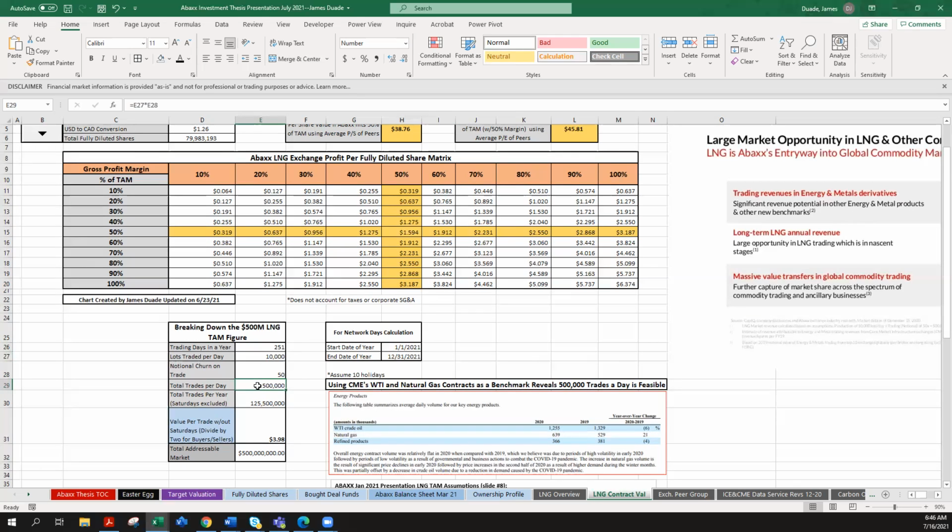So if we look at those 500,000 trades per day, and multiply that by the total trading days in a year, which would be the network days in a single year minus 10 holidays, you get 251 days. So the total trades per year would be 125.5 million.